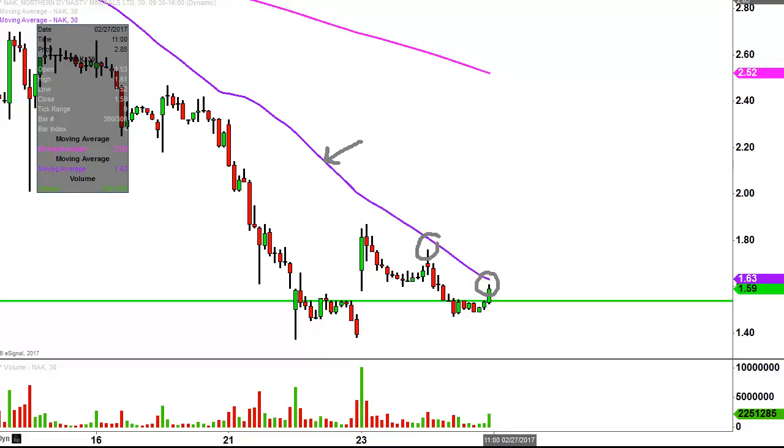So the big question next week will be, can the price get above that purple line? But most importantly, can the price stay above the purple line? We'll just have to sit back and see what happens.